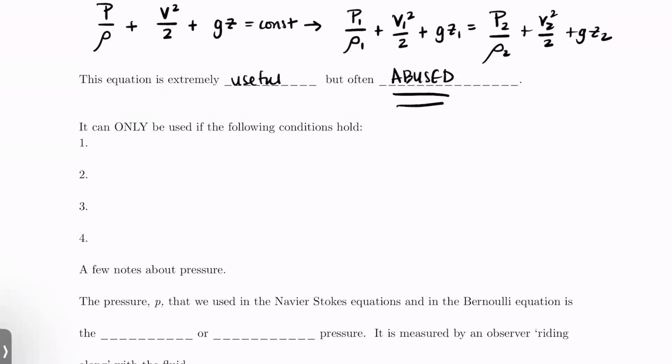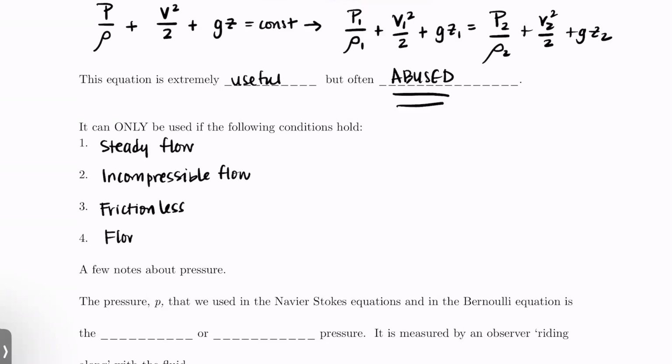So we are assuming a steady flow. We are assuming an incompressible flow. We're also assuming a frictionless flow, as well as flow along a streamline.